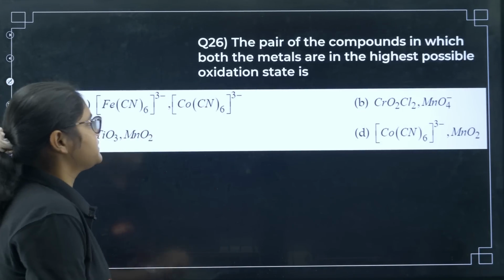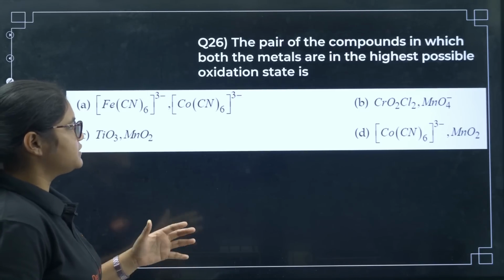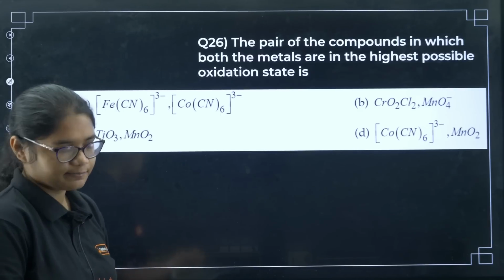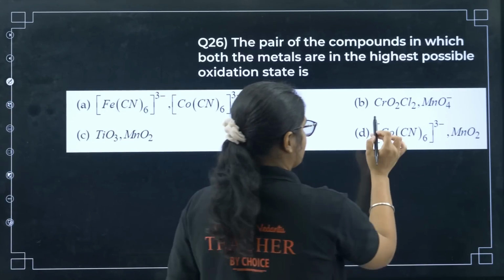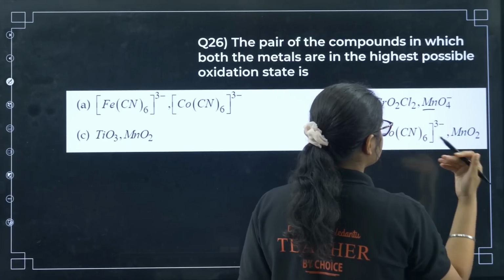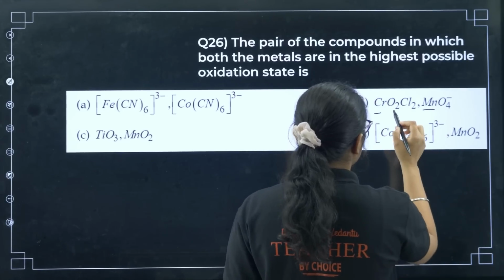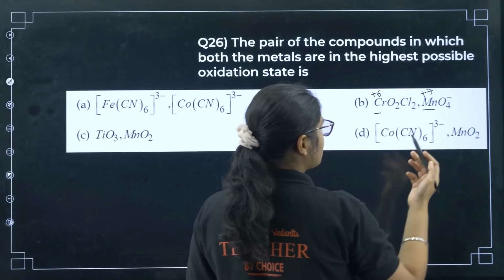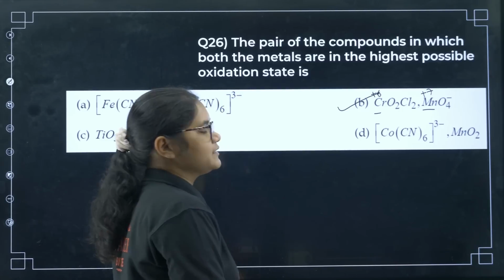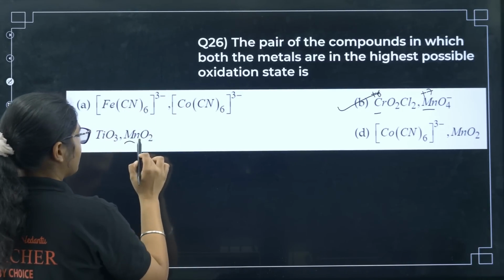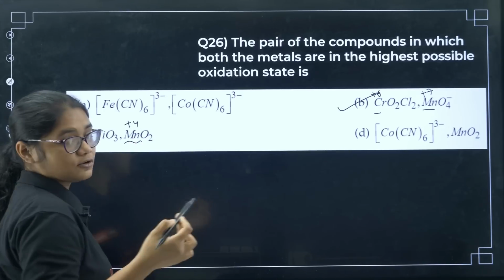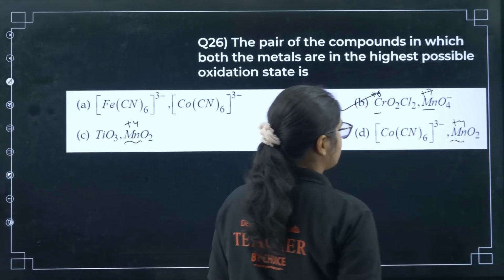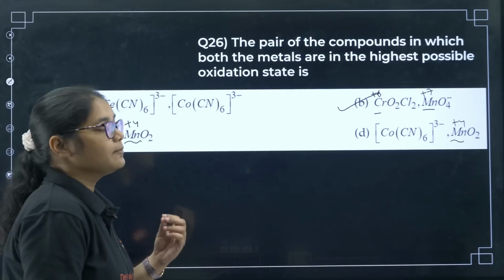Let us see the next question here. The pair of the compounds in which both the metals are in the highest possible oxidation state is. So if I see option number B directly, because I can see chromium and manganese are the elements which have highest oxidation state. So here I see chromium is in +6, manganese is in +7, right? Both of them are in the highest possible oxidation state. So that is why option number B. Here you can see Mn is in +4 state, but its highest oxidation state is +7. Here also you can see Mn is in +4 state, but its highest oxidation state is +7.